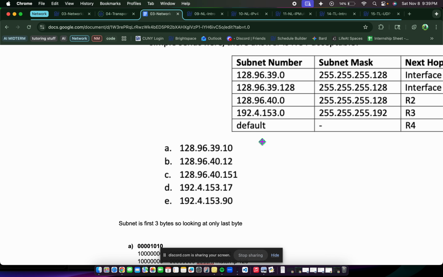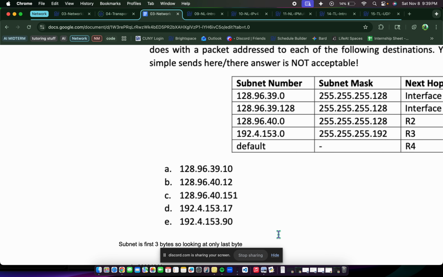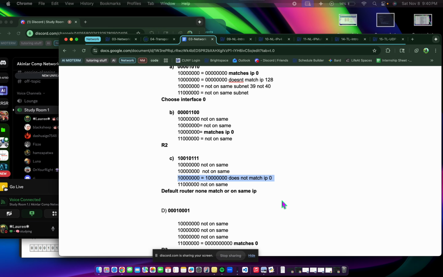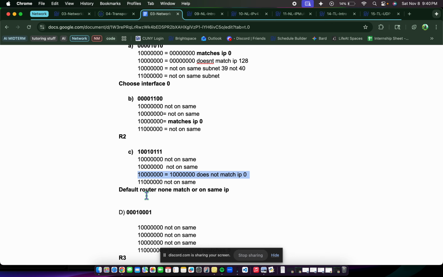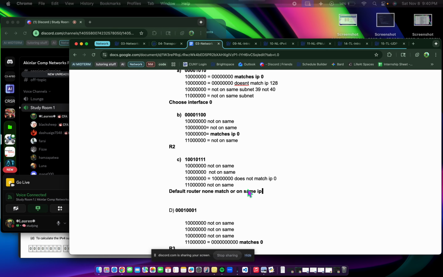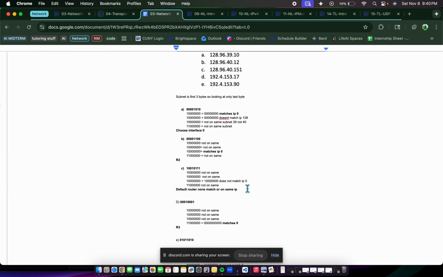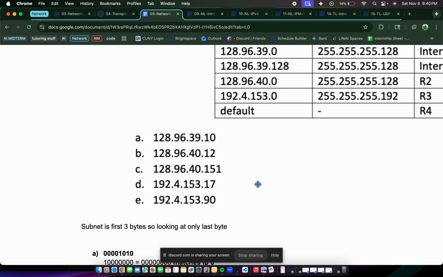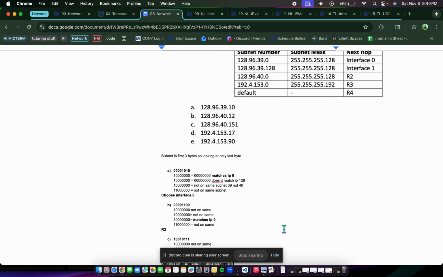So if you see that it's not on the same subnet as something, and if you do your bitwise AND, it straight up does not work, then you know you have a problem. So that is going to go immediately to the default router. None are going to match. And it's not on the same IP as anything else either. So that's the only other trick that I could think of. In a case like this where they give you a lot of different subnets that are very different from each other, make sure that you're only looking at the ones that apply. And yeah, it's possible that it just goes to default because straight up nothing matches.